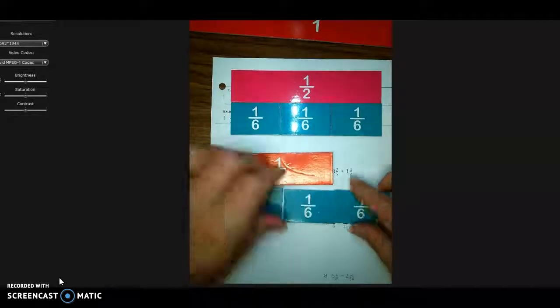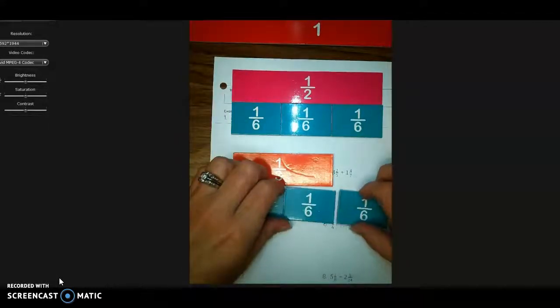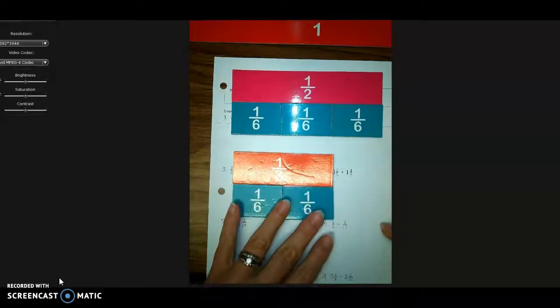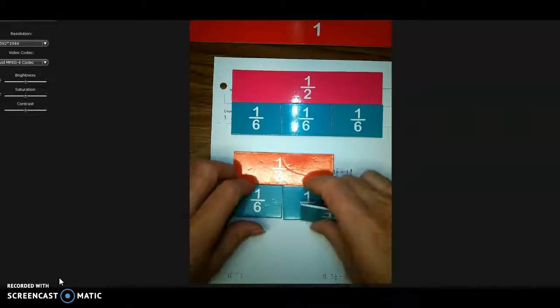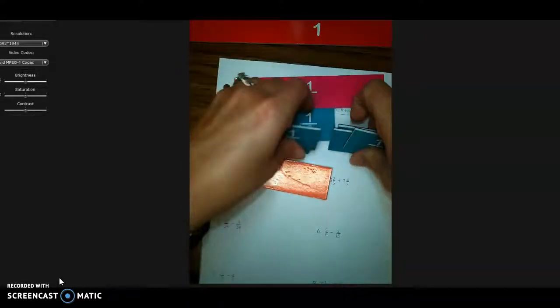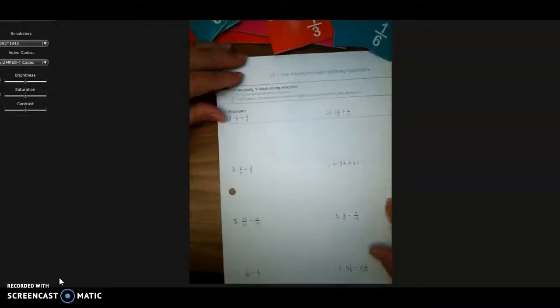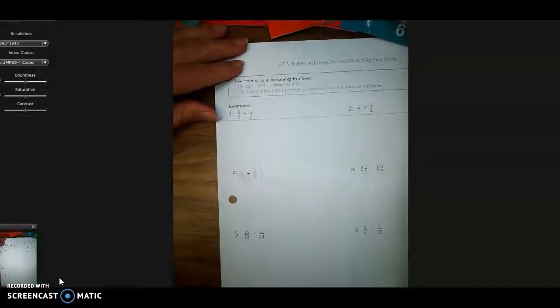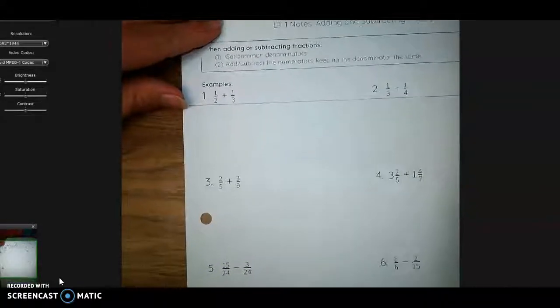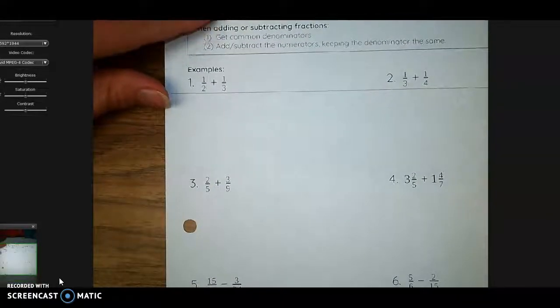And of course, if I had all of them on there, that would be 6 sixths. So we have 5 sixths, which is 1 short of that. So that's one way to model it, and you can draw those things on your own paper if you don't have the fraction bars to use. So mathematically, without that model, what does that mean? How will I do that?